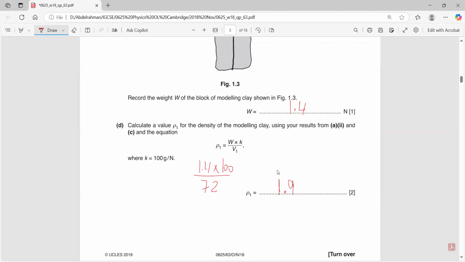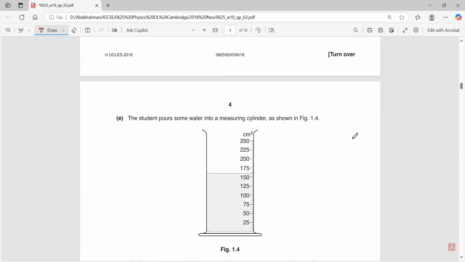Can I include the unit? Yes, you can include the unit. What is the unit? This is the density, so it's grams per centimeters cubed. The V1, the volume, was in centimeters cubed. The K was 100 grams per newtons. So the newtons cancel out with the newtons of the weight, and what you have left is the grams. 1.9 or 1.94 grams per centimeters cubed.